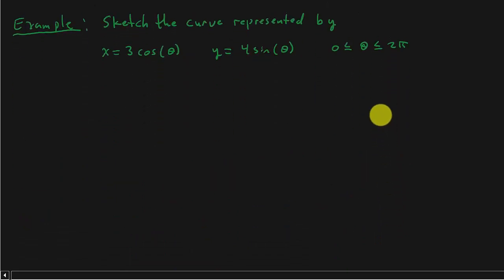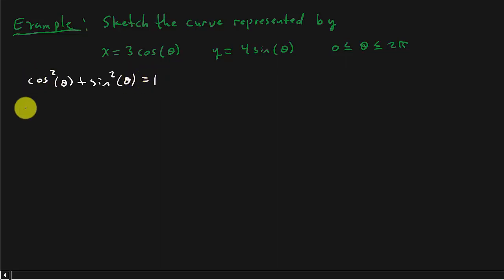All right, so they want us to sketch the curve. X equals 3 cosine theta, y equals 4 sine theta. Let's use the relationship again that cosine squared theta plus sine squared theta equals 1.